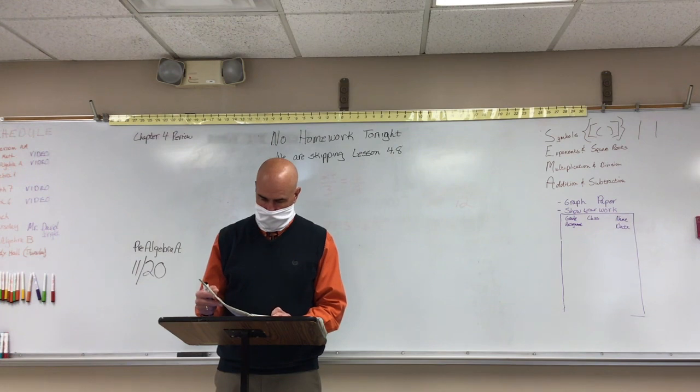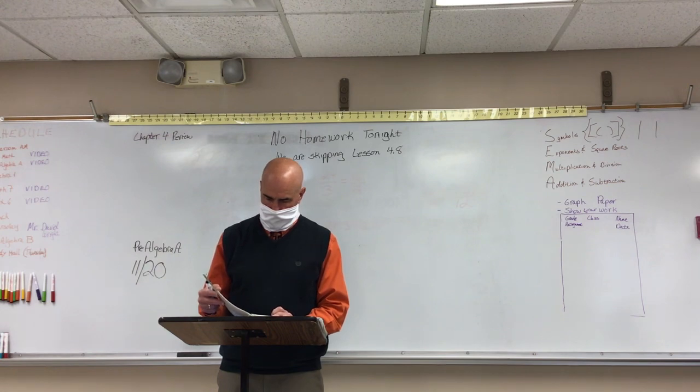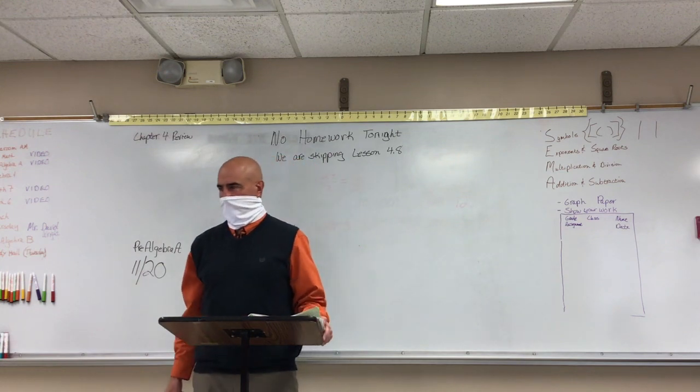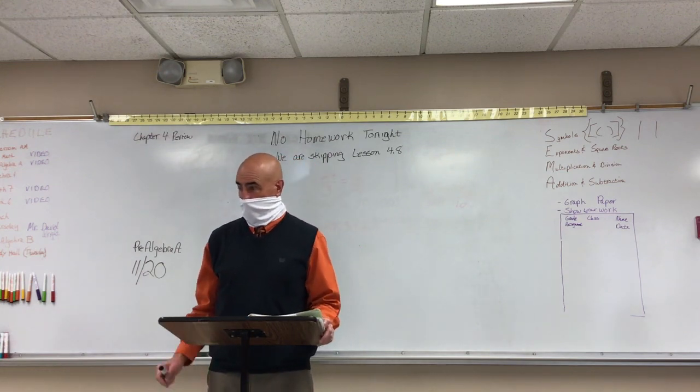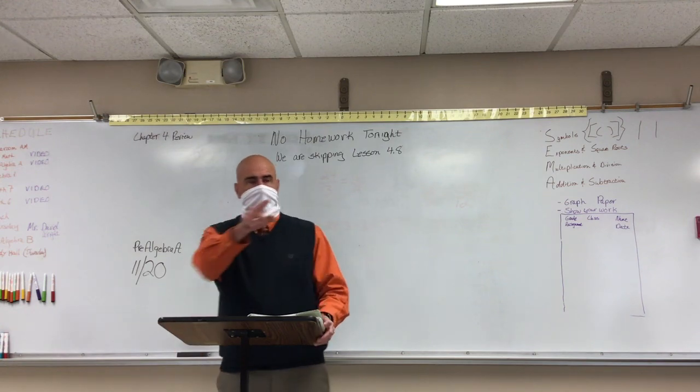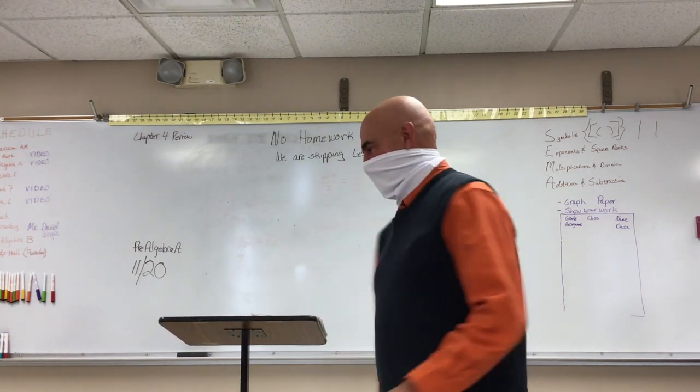An arithmetic sequence is a sequence of numbers, each differing by a constant amount from the preceding number. Okay, good. And what is that difference called in an arithmetic sequence, Jacob? Common difference. The common difference.